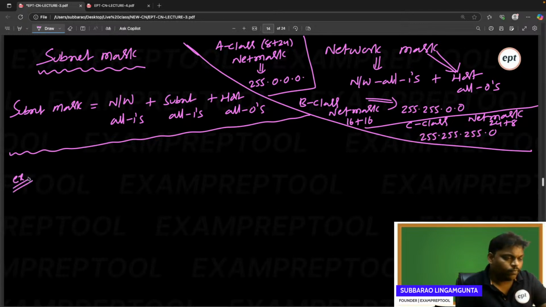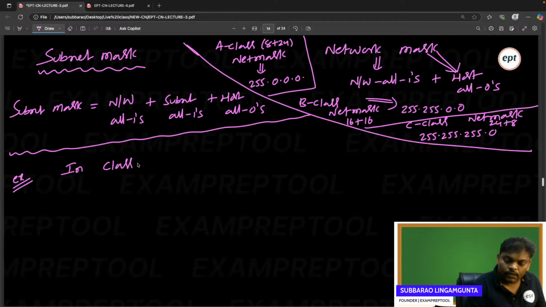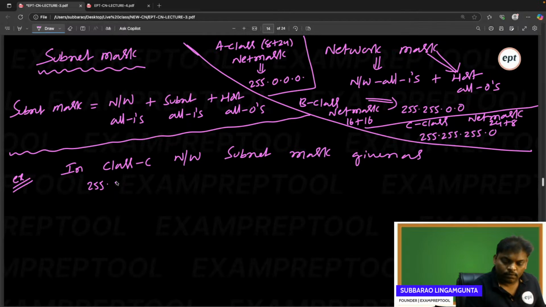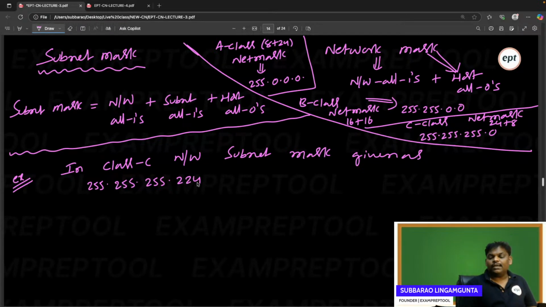Let's take the first problem. In a class C network, the subnet mask is given as 255.255.255.224.